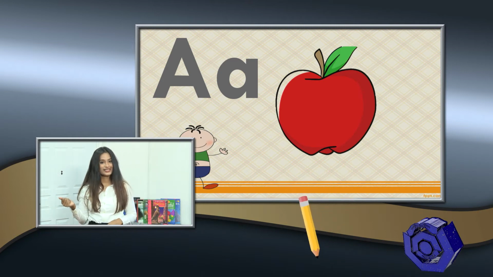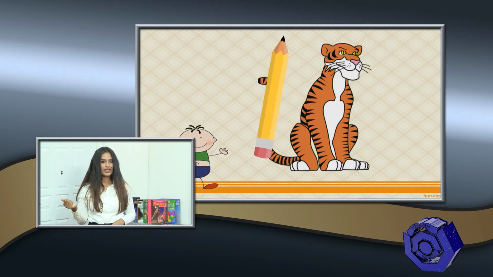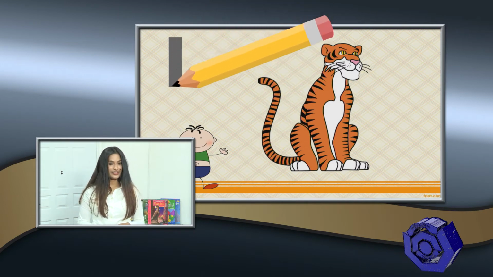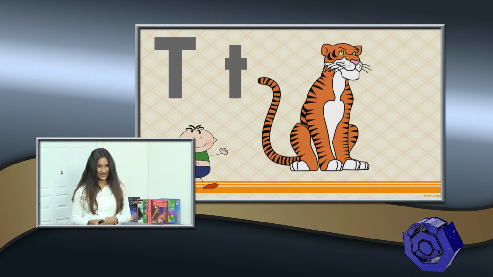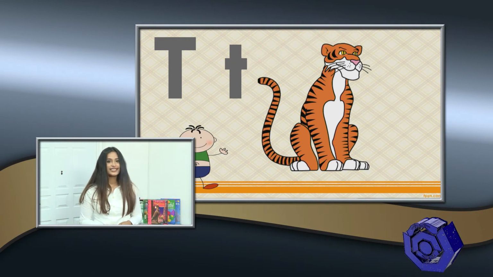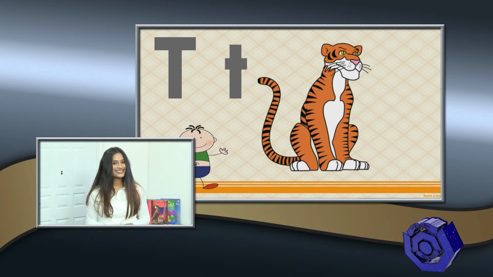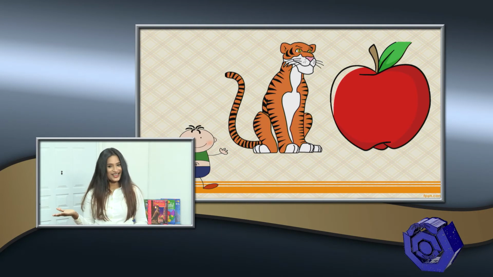Now let's go on to the next sound. This is a picture of a tiger. Let's focus on the first sound we hear in tiger. T, t, tiger. The A sound we get from the word apple is the short vowel sound of A. The T sound we get from tiger is the hard sound of letter T.